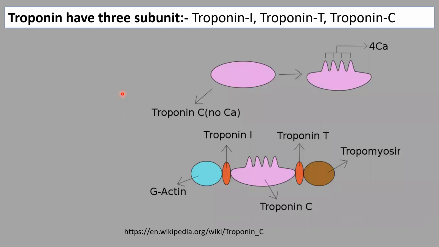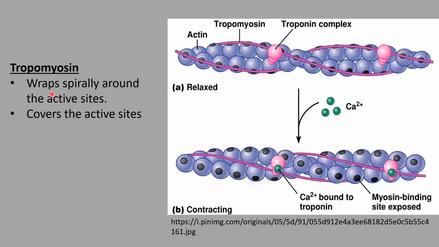Tropomyosin wraps spirally around the active site. This is the actin that has the active site where the myosin head can bind, but the tropomyosin covers the active sites of actin so that the myosin head cannot bind. That is the tropomyosin which covers the active site. As soon as calcium binds with the troponin, a conformational change of tropomyosin occurs, the active sites are exposed where the myosin head binds, and muscle contraction occurs.